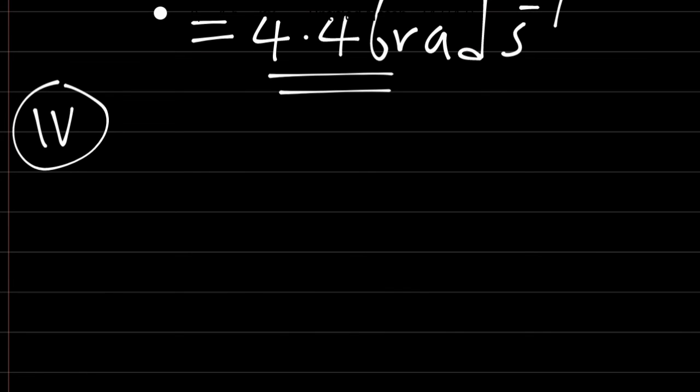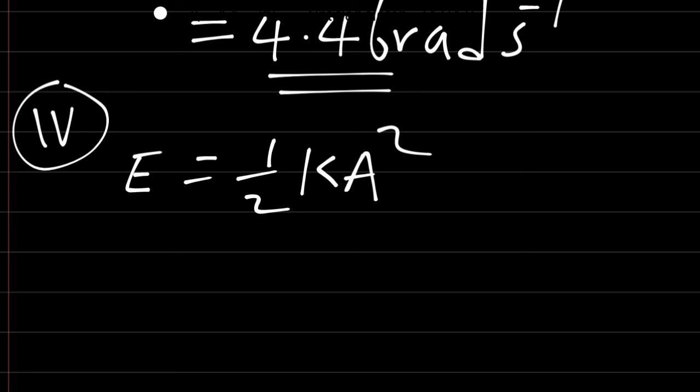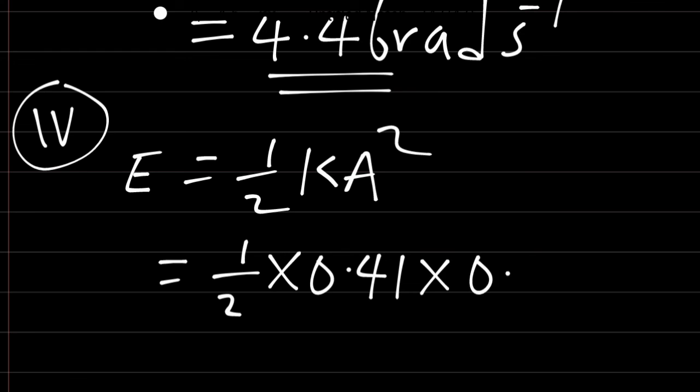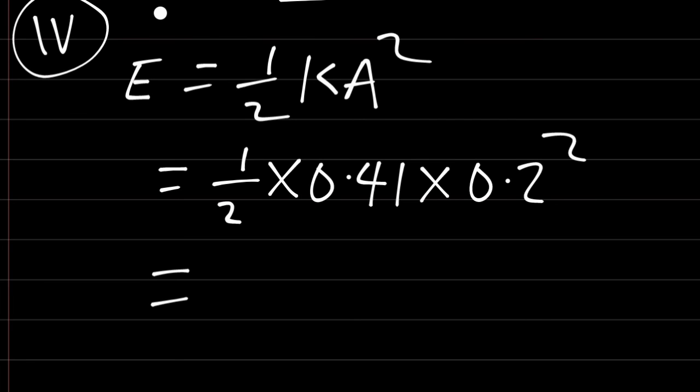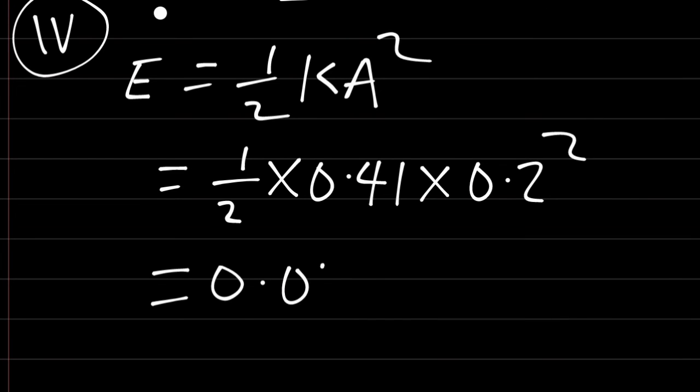The energy of a spiral spring is actually given as what? Half k a square. We know the spring constant and the maximum displacement. Therefore, my energy is going to be what? 1 over 2 times 0.4, then times 0.2 square. So punch this with your calculator, you are going to have 0.008 joules.